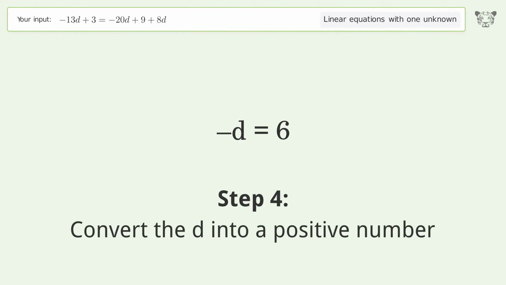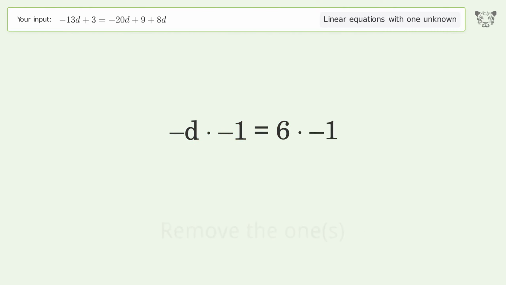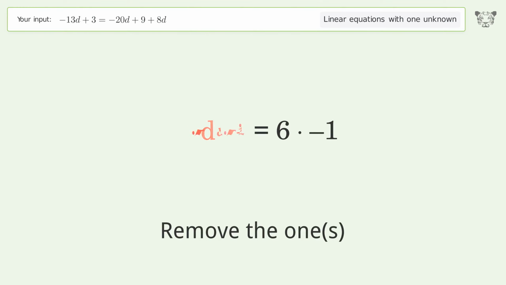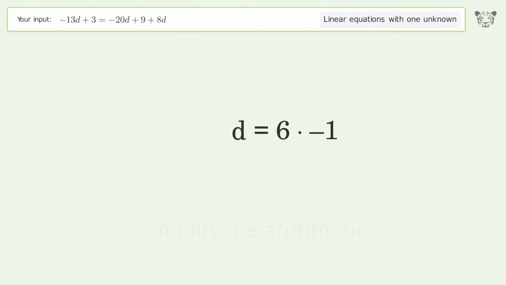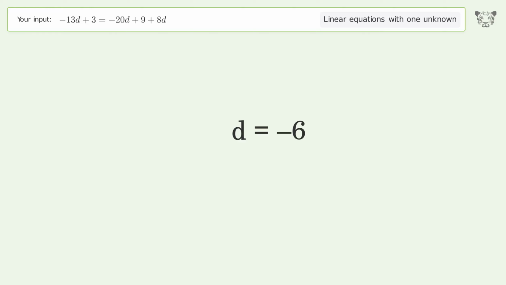Convert the d into a positive number. Multiply both sides by -1. Remove the ones. Simplify the arithmetic. And so the final result is d equals -6.